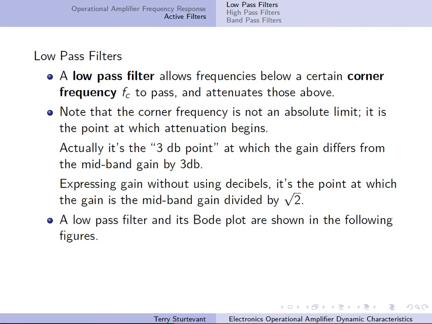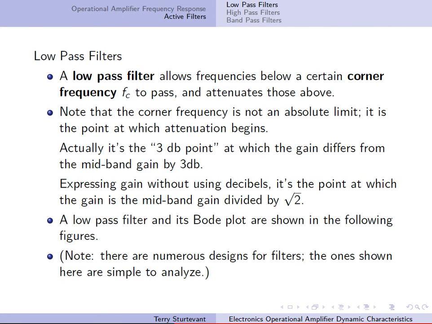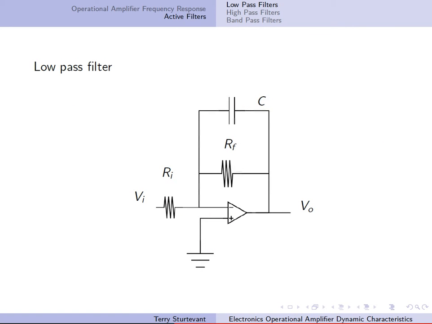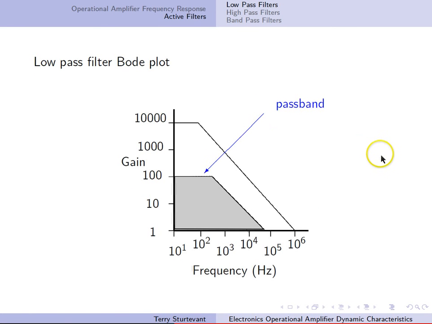A low-pass filter and its Bode plot are shown in the following figures. There are all kinds of designs for filters. There are whole courses on it. The ones that I'm showing here are just ones that are simple to analyze. Here is an inverting amplifier with a capacitor in parallel. At low frequencies, this capacitor will basically look like an open circuit, so this will just look like an inverting amplifier. At high frequencies, this will look like a wire, and so this resistance will basically be shorted out.